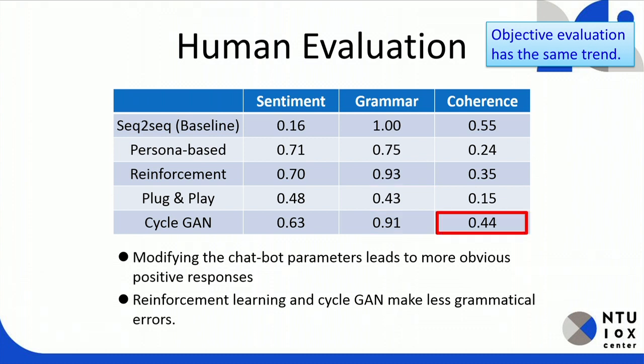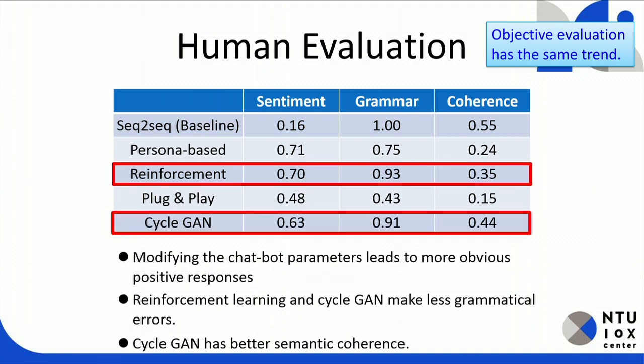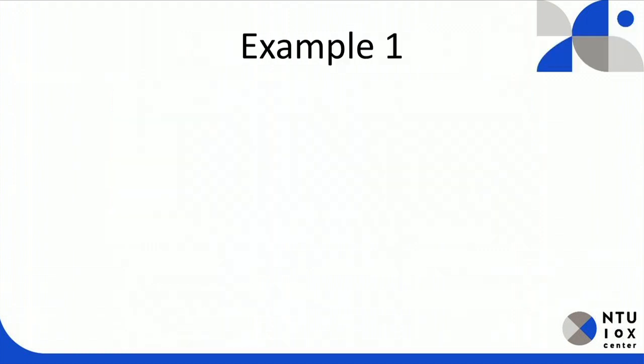Then in the last column, we show the result of semantic coherence. Based on the result, we found that, of course, the original chatbot is the most coherent. But the second one is CycleGAN. The coherence of CycleGAN is better than the other three approaches. So this is what we found based on the human evaluation result. It looks like both reinforcement learning and CycleGAN work pretty well compared with the other approaches. Then here are some examples.